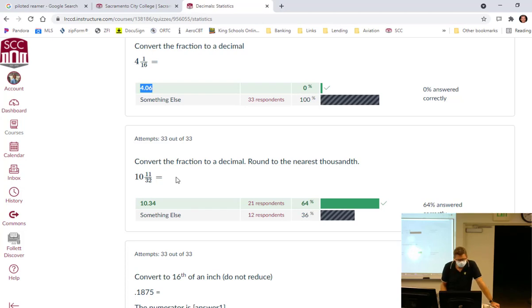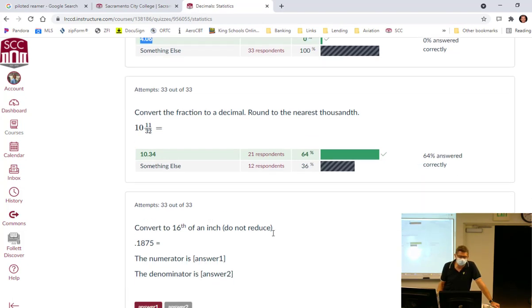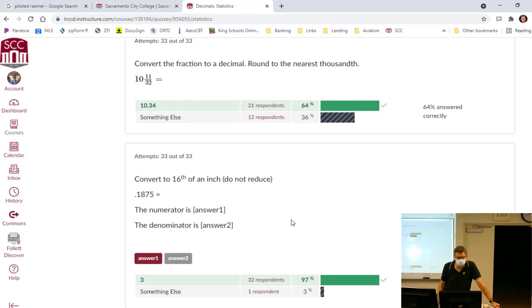So 10 ABC 11 ABC 32, second fraction decimal equals 10.34375. That's just a very hard one to nail down. I have to go in there and actually write how many places to convert.